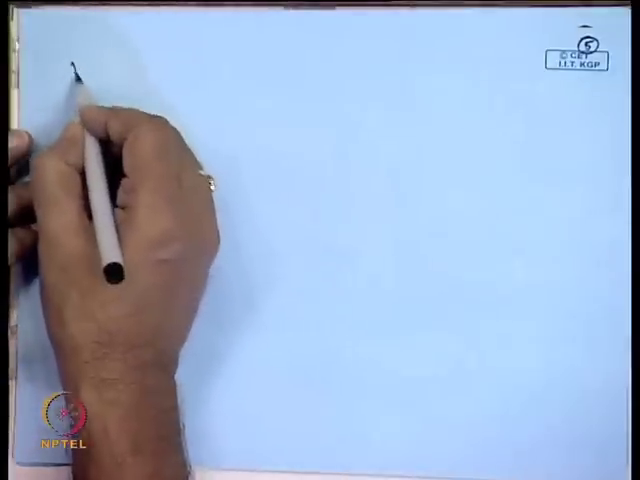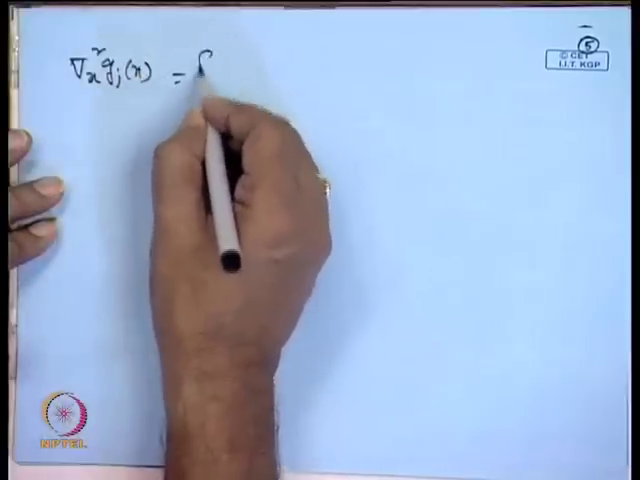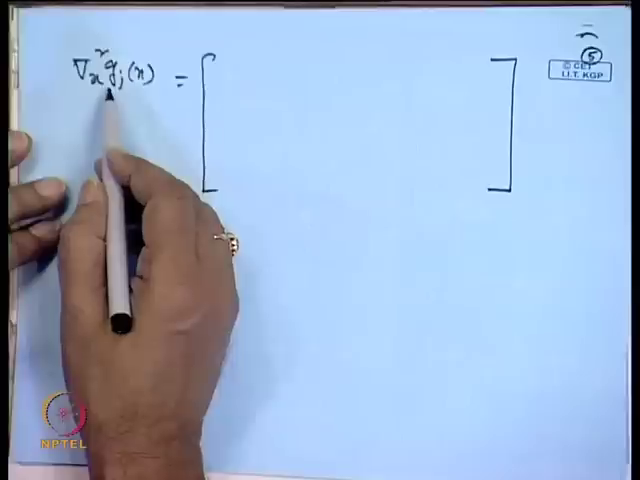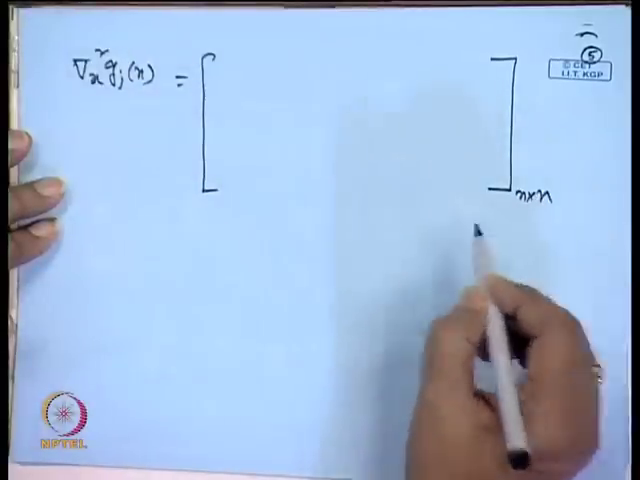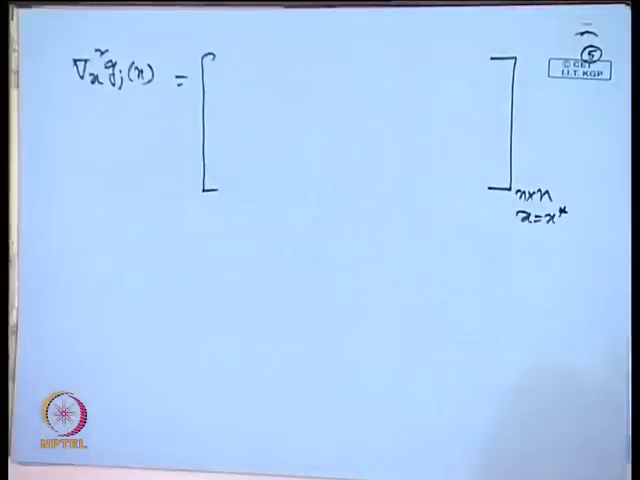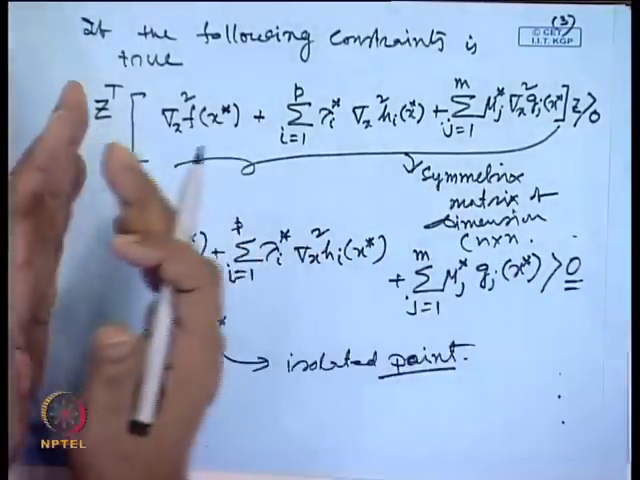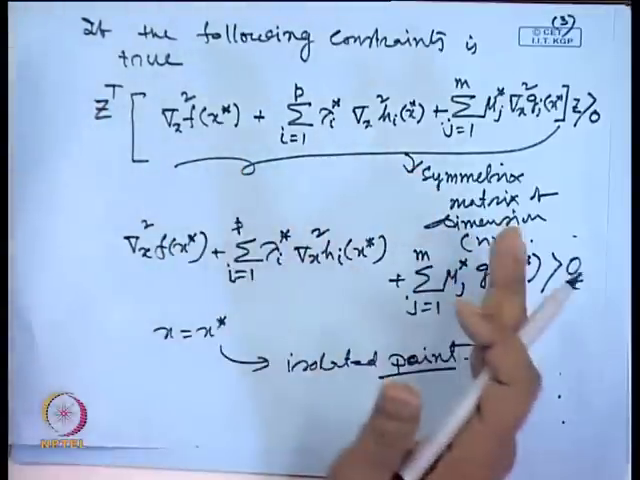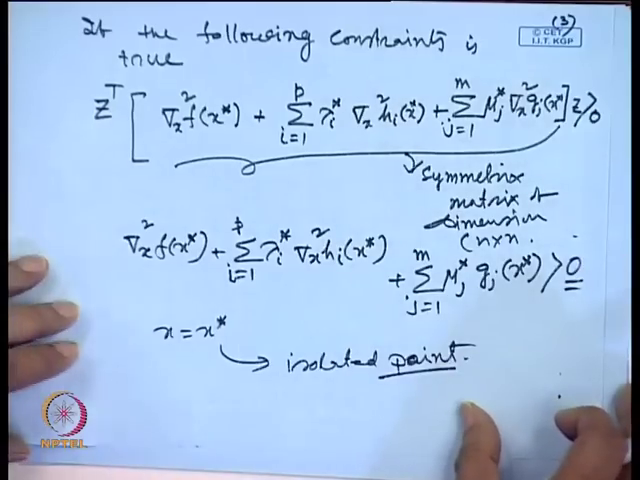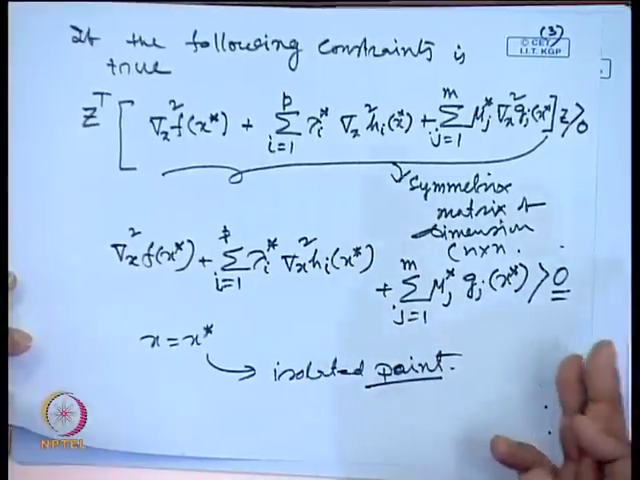Similarly, you can write the Hessian of g j of x. I will not repeat it; only in place of f you replace by g j, and that is also an n by n matrix. Put the value x is equal to x star, and it is also a symmetric matrix. Once you do this, next you have to check these matrices. Add all of them together and you will get another matrix. You will see whether that matrix is positive definite or not, and you know how to test a positive definite matrix by Sylvester conditions, or you can find the eigenvalues of the matrix.